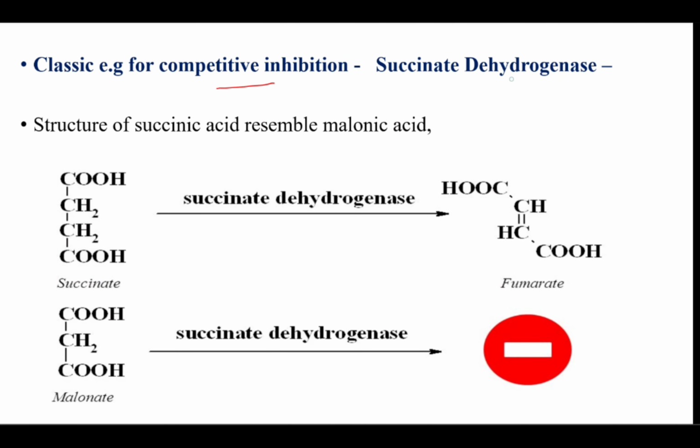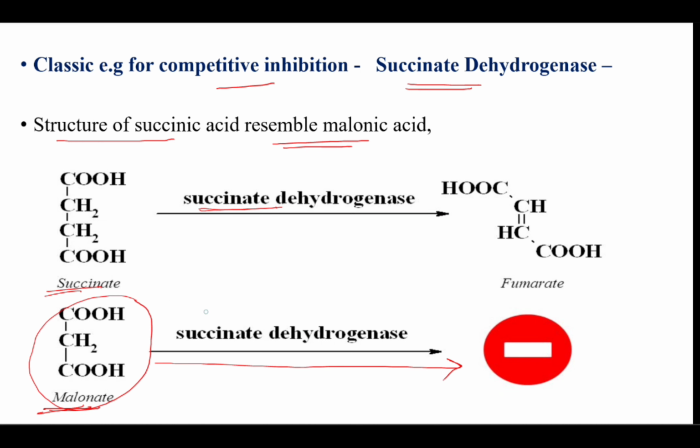An example of competitive inhibition is the succinate dehydrogenase reaction. The structure of succinic acid resembles malonic acid. If you see malonate and succinate, both of them are structurally similar. So for succinate dehydrogenase, instead of acting on succinate, this malonate will bind as an inhibitor, and you will not see the reaction proceeding forward. So malonate acts as an inhibitor of this reaction, succinate dehydrogenase, because both of them are structurally similar.